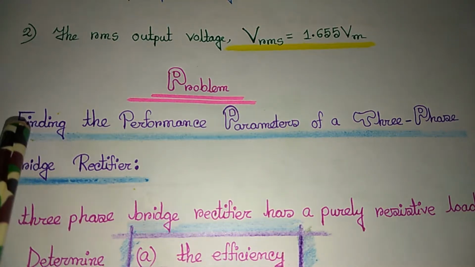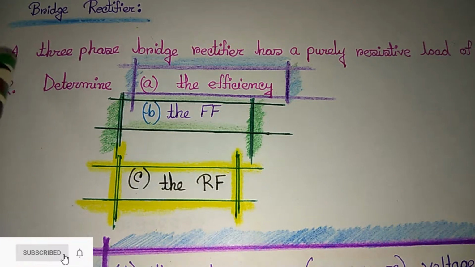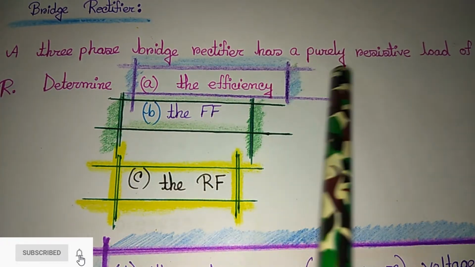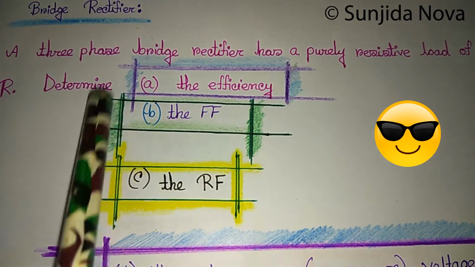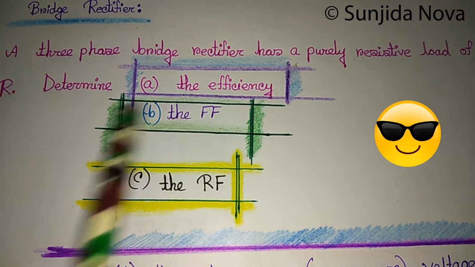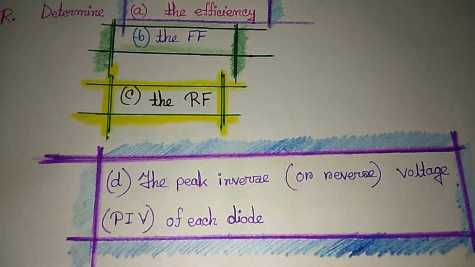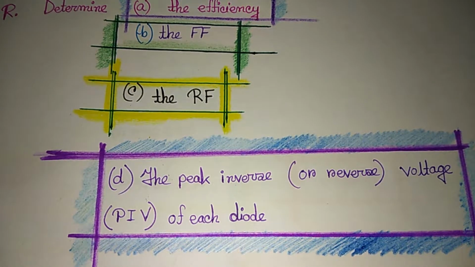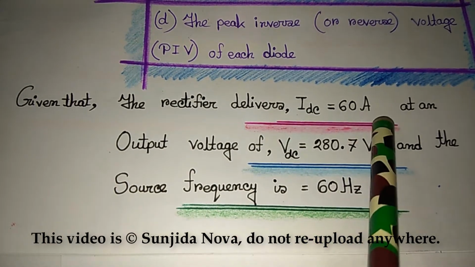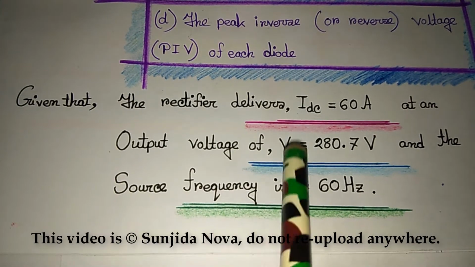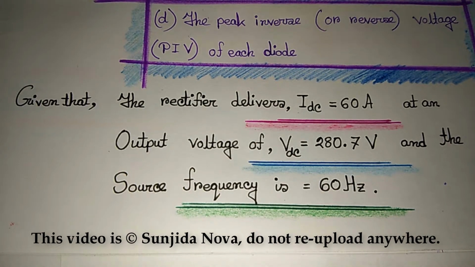Suppose we have one question like finding the performance parameters of a three-phase bridge rectifier. A three-phase bridge rectifier has a purely resistive load of R. Determine number 1, the efficiency, number 2, the form factor, number 3, the ripple factor, and number 4, the peak inverse or reverse voltage of each diode. Given that the rectifier delivers IDC equals 60 ampere at an output voltage of VDC equals 280.7 volt and the source frequency is 60 Hz.